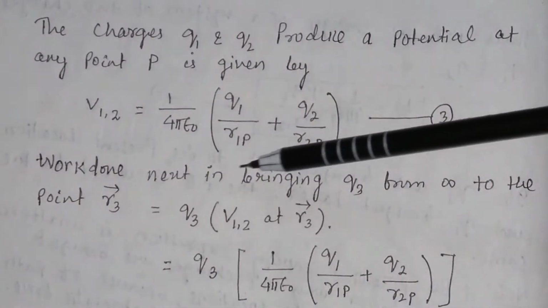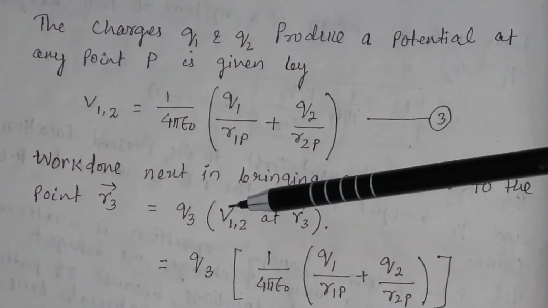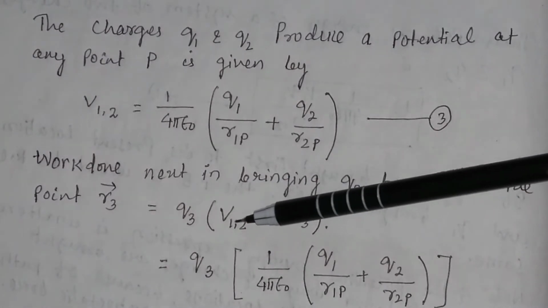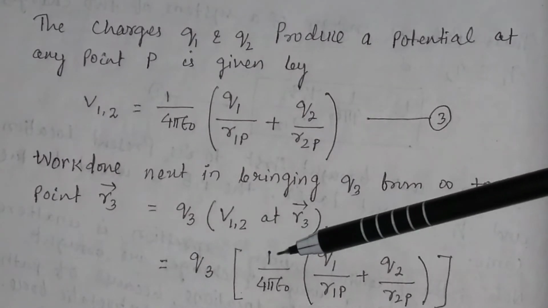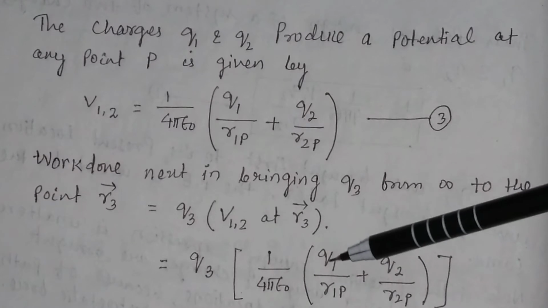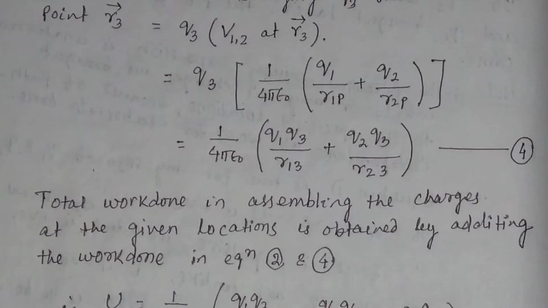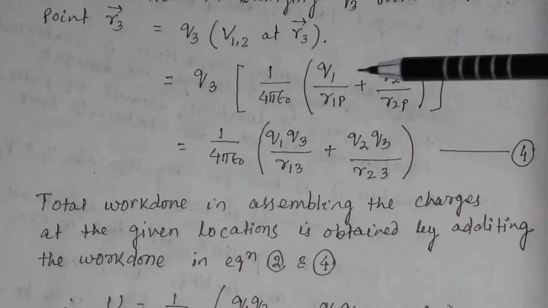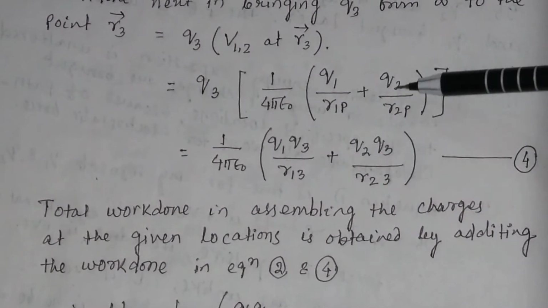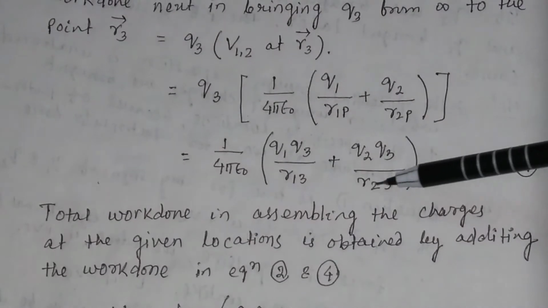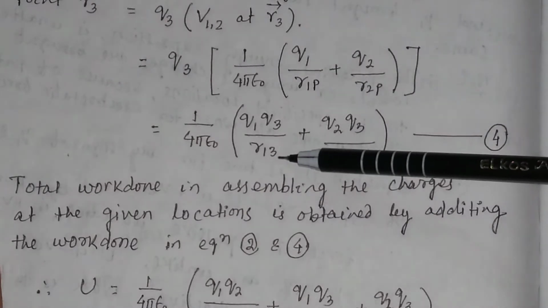So the work done next in bringing the charge q3 from infinity to the point r3 will be equal to q3 into the potential due to 1 and 2 at r3. So this will be equal to q3 into 1 by 4 pi epsilon 0 into q1 divided by r1P plus q2 divided by r2P. If you multiply q3 here, it will be equal to 1 by 4 pi epsilon 0 times q1 q3 plus q2 q3 divided by r23. So here you see the point P is replaced by 3.